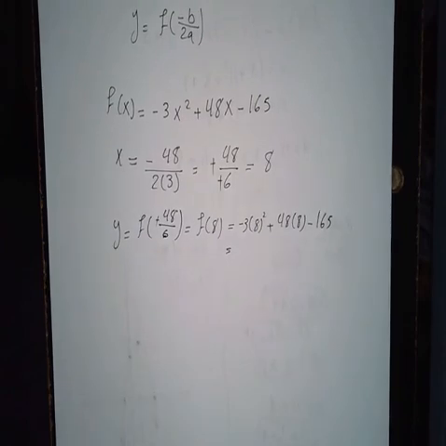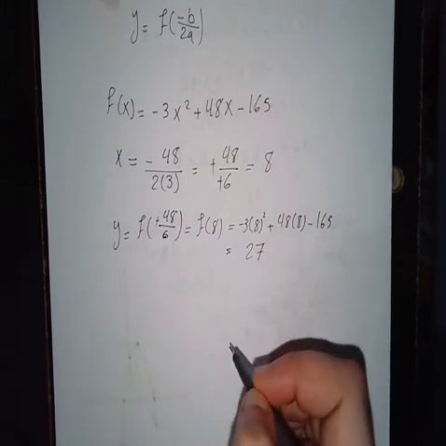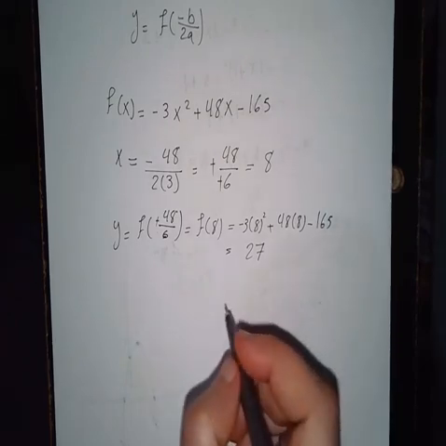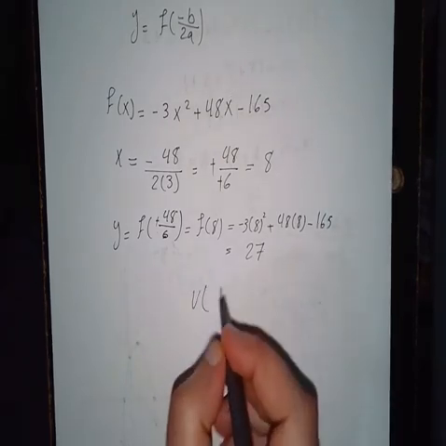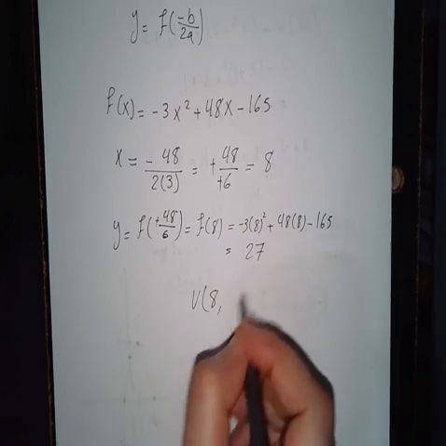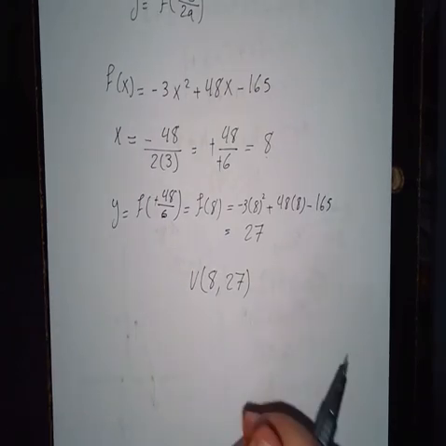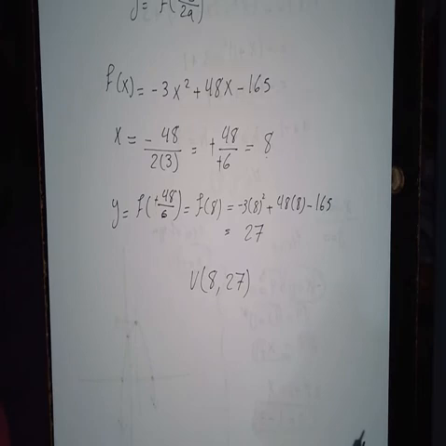And you can use the calculators. If I'm not wrong, the final answer would be 27. So your vertex is h, which is the x value, so 8, and k, which is 27. Done. Isn't that a lot easier than trying to use the vertex form?